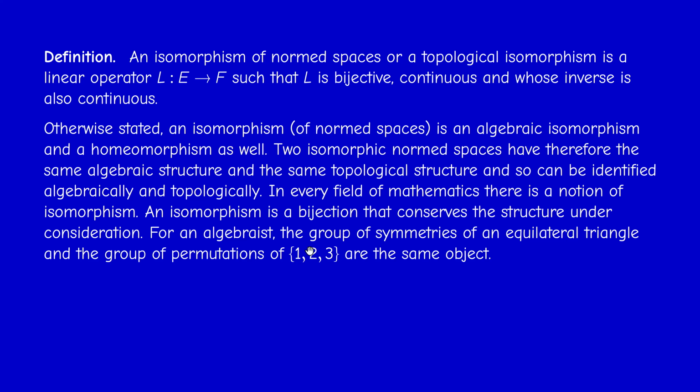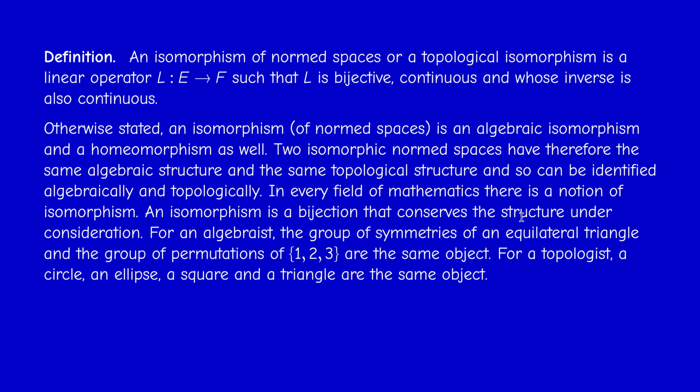Try to write this out, it's a very good exercise. For example, the permutation 1, 3, 2 corresponds to a symmetry with respect to a bisector, right? And 2, 3, 1 is the rotation, and so on. So it's the same object. And for a topologist, a circle, an ellipse, a square, a triangle are all the same object. They are all homeomorphic, as we saw in the topology course in second year. So a topologist doesn't distinguish between all these shapes.